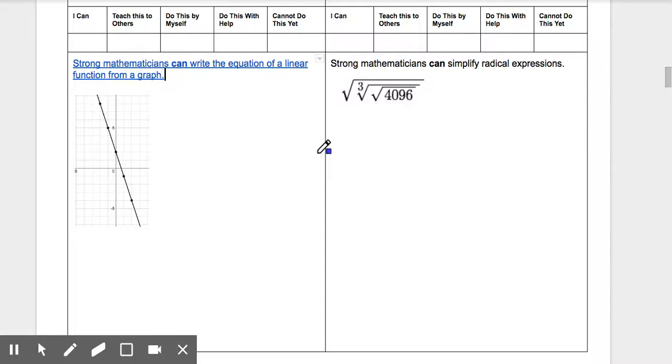Strong mathematicians can simplify radical expressions. In this expression, we have to find the square root of the cube root of the square root of 4096. So there are three radicals involved. The first one, the innermost, is the square root of 4096. Whatever the result is, we have to find the cube root of that. And then once we find the cube root, we get the square root of that result.